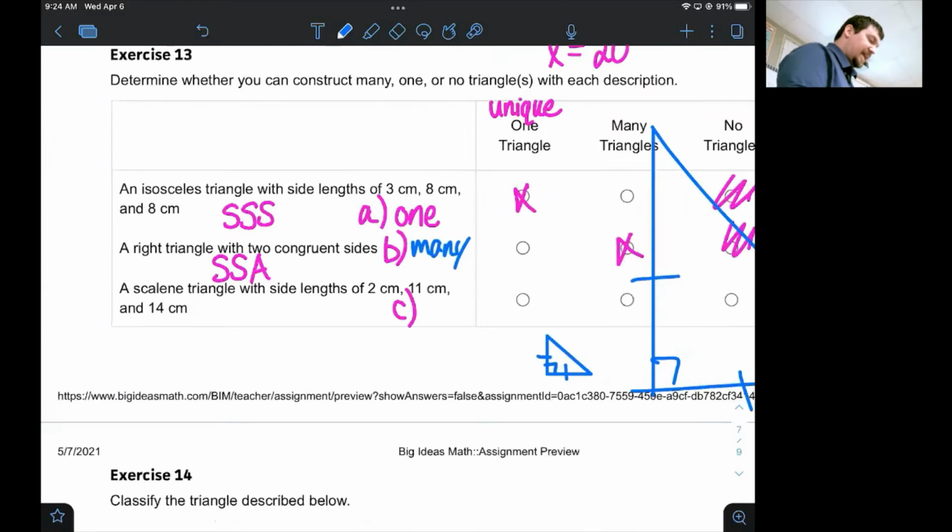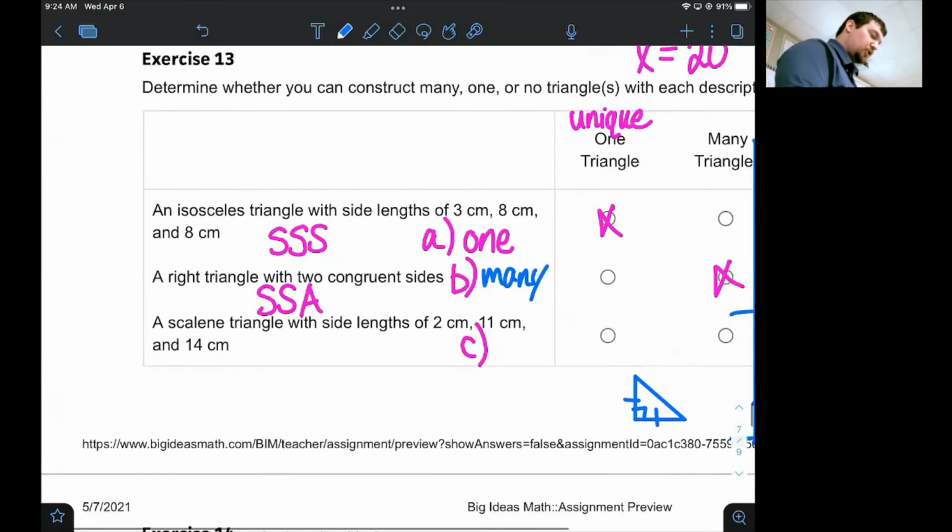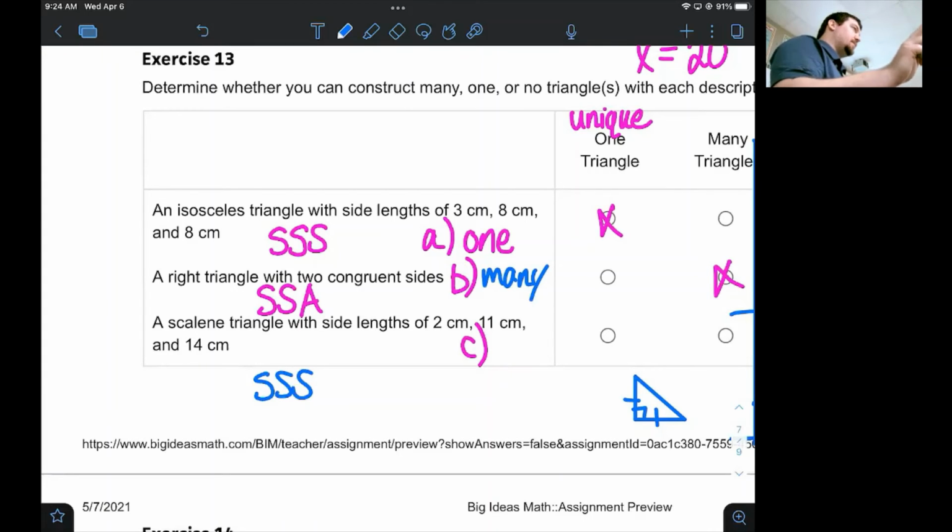And then the last one here, a scalene triangle with sides 2, 11, and 14. Now we do have an SSS. Let's check this. Do the 2 smaller sides add up to be more than the longer side? So this would be unique if it even were a triangle. It is not a triangle though. It's just, 2 sides are too short. So this is going to be no triangle. Does that make sense? It doesn't meet that triangle inequality theorem that we talked about with the strings.